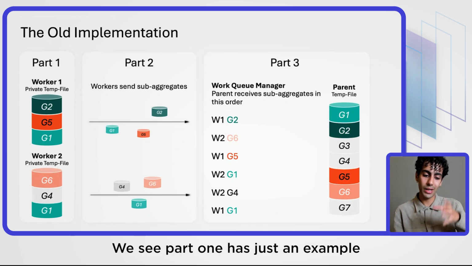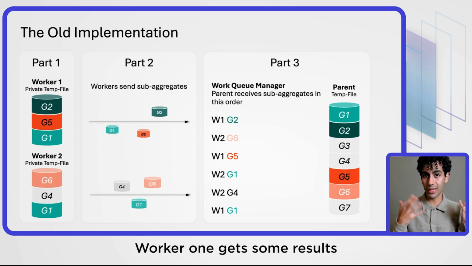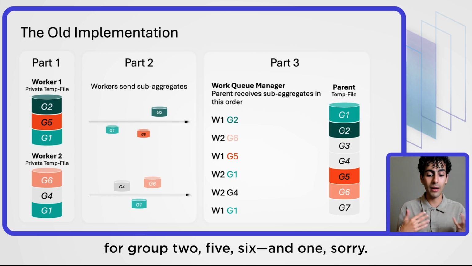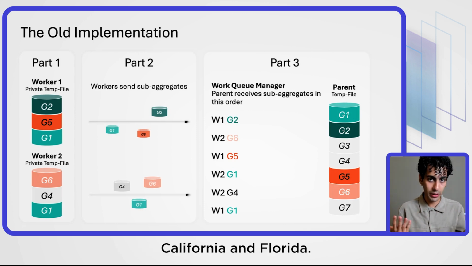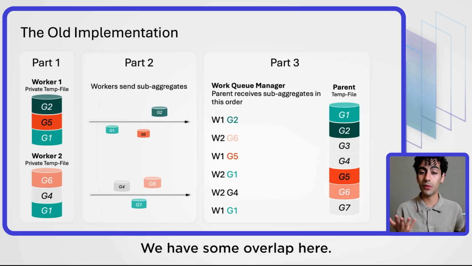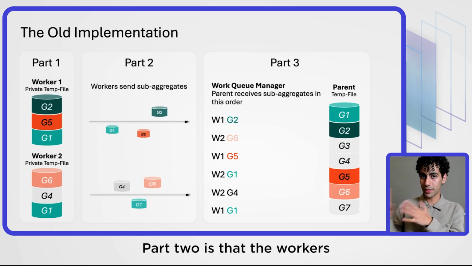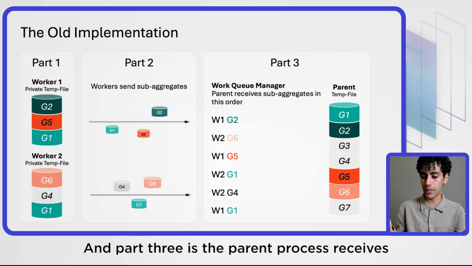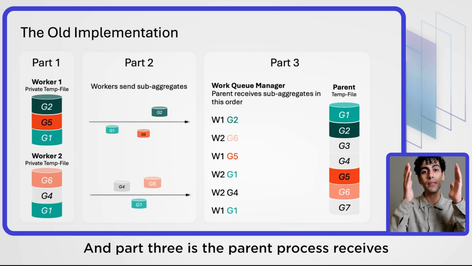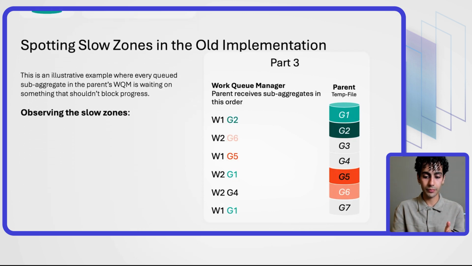This is an illustration of how the old implementation works. We see part one has just an example, worker one and worker two. Worker one gets some results for groups 2, 5, 6, and 1, sorry. So think about Massachusetts, California, and Florida. Worker 2, groups 6, 4, and 1. We have some overlap here. That's okay because the rows are random. Part 2 is that the workers send back those results. And part 3 is the parent process receives all of those and then processes them one after the other.